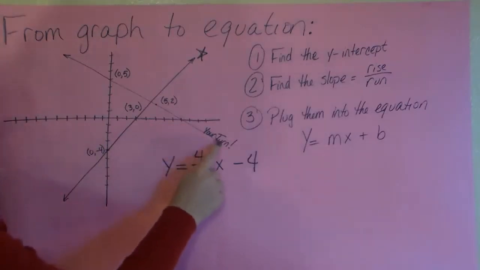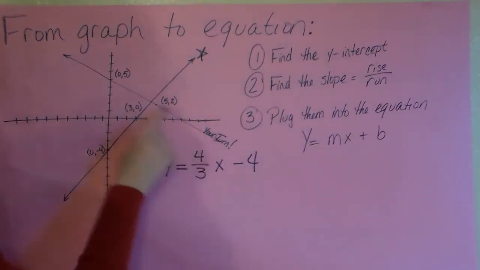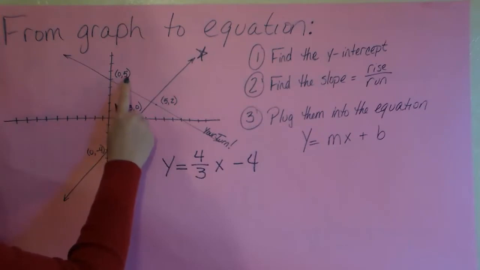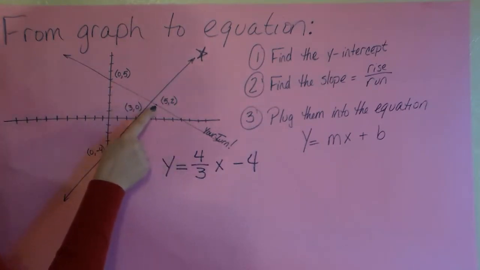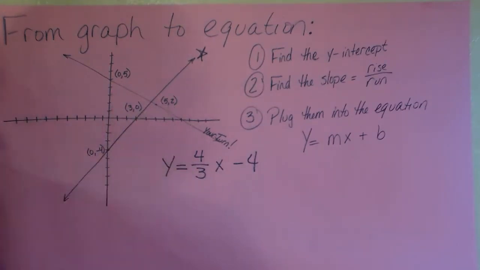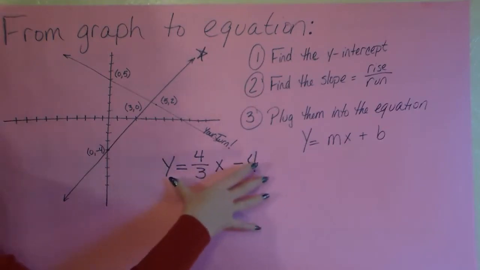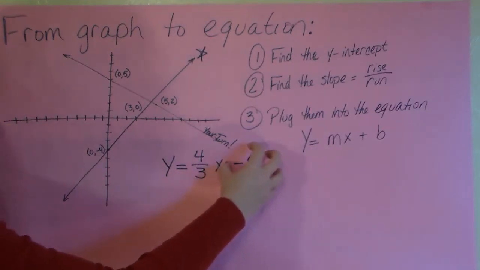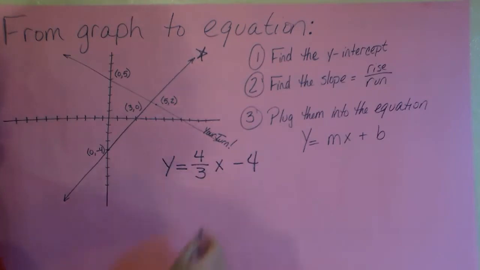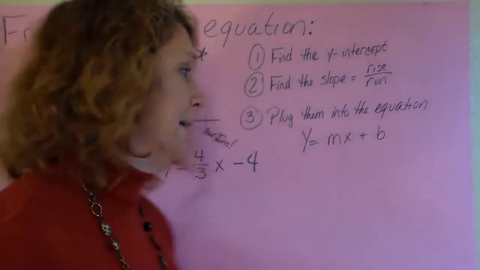Your turn. This is your turn. I've got a line here. It crosses the y-intercept at 0, 5. Its second point is right here at 5, 2. So write your skeleton, figure out your y-intercept, figure out your slope. Push pause, then come back.